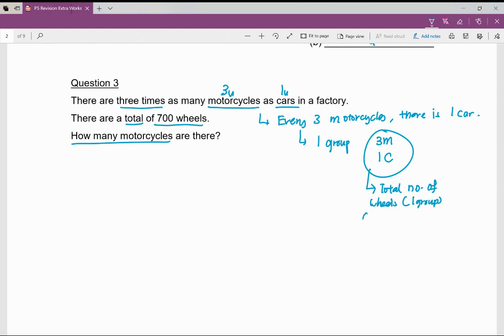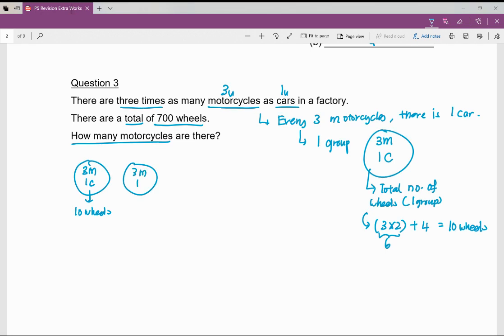Okay? So 3 motorcycles will be 3 times 2 wheels. Okay? 1 car is 4 wheels. So 6 plus 4 will be 10 wheels in one group. Alright? So what this means is that every group of 3 motorcycles and 1 car will give me 10 wheels.